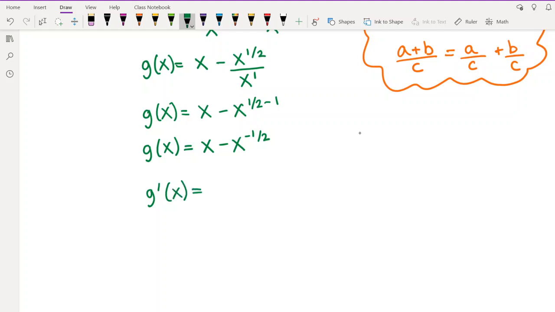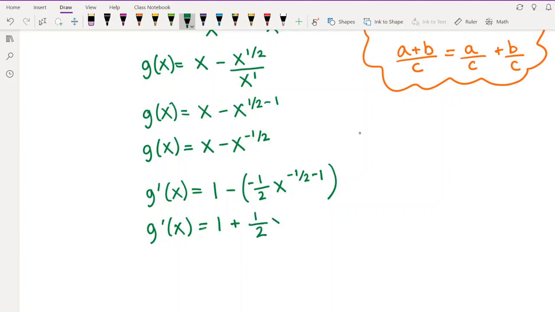So what do we get for our derivative? We would take the derivative of x, and we know that that is just 1. And then for this part, we bring down the exponent. So we have minus negative 1/2 x, and then we have negative 1/2 minus 1. So altogether, that gives us 1 plus 1/2 x to the negative 3/2. And that would be our answer.